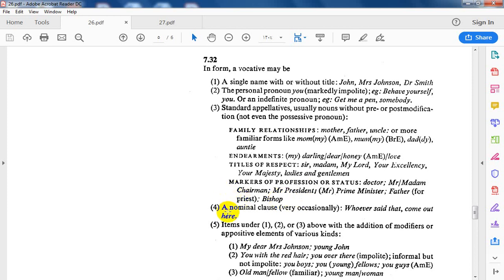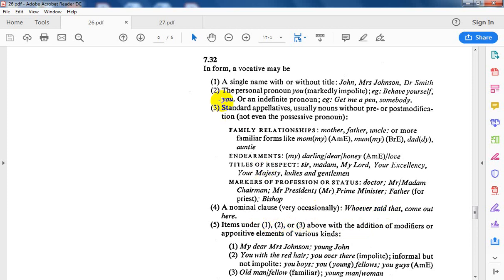The fourth form, a nominal clause, very occasionally. A nominal clause is rare, by the way. Very occasionally means it is rare. Whoever said that, come out here. This is a nominal clause in the form or in the position of what? Of a vocative.